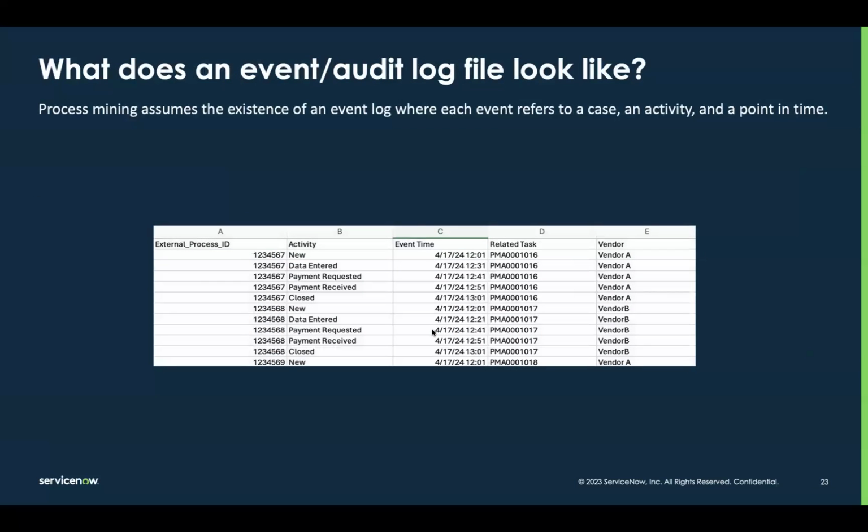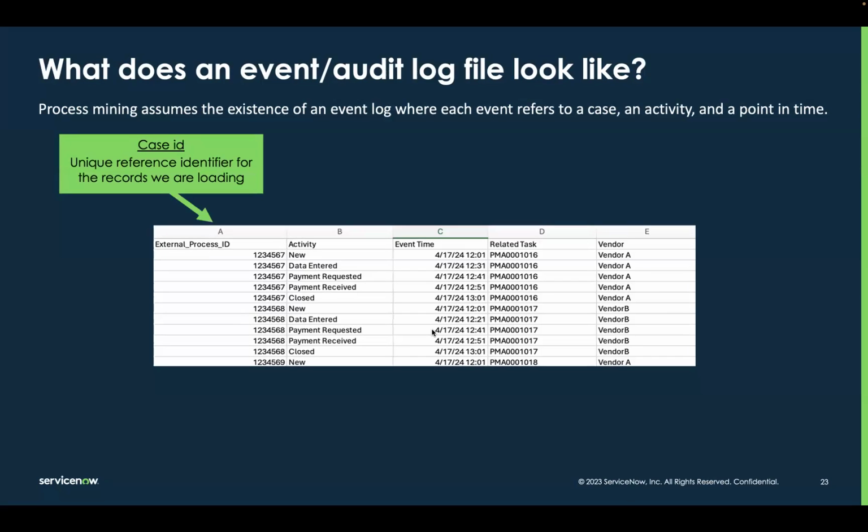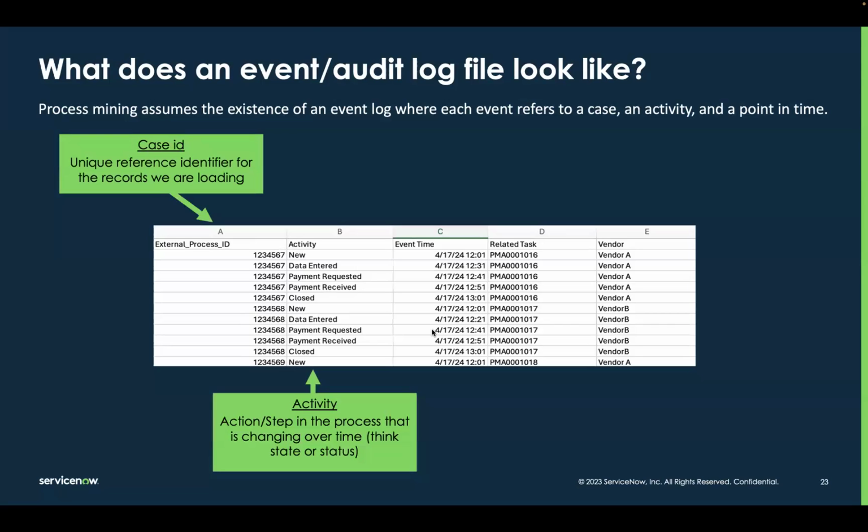The key piece of this process is that audit log data. There are three core pieces of information necessary for process mining. You need a case ID, some sort of unique identifier for the record. Could be a claim number, a patient ID, an employee ID, or a case number of some sort. Then you need an activity. Essentially, the activity is the thing that is changing over time that we want to track.